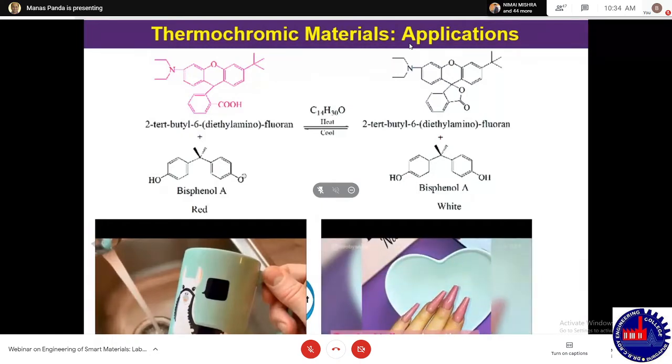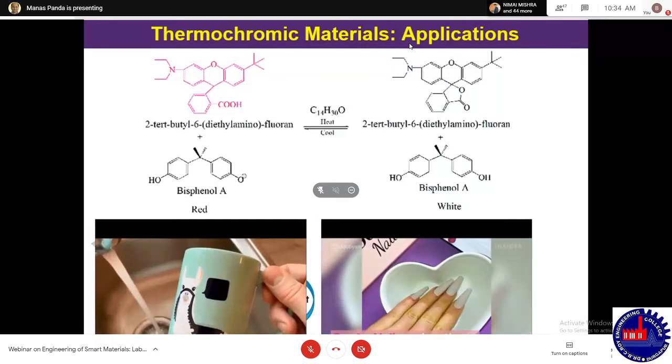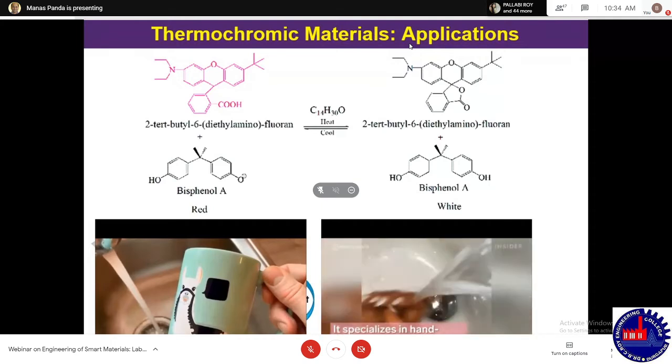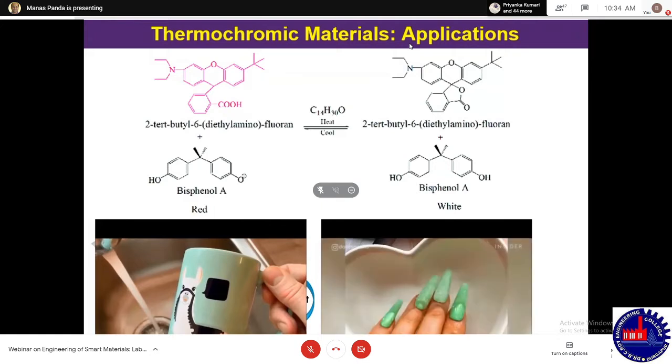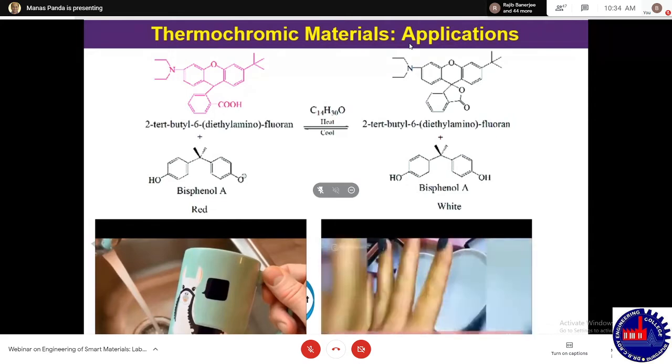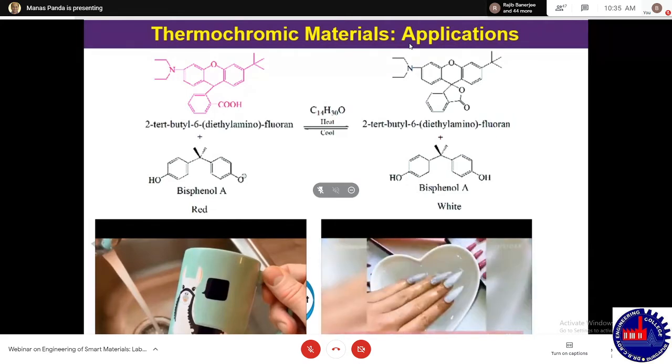I think this kind of nail polish is currently available, but might be very costly. I'm not sure whether in India it's available or not. So they are made of thermochromic material. When you dip your nail in the hot water, it can reversibly or irreversibly change the color. So that depends on the pigment.